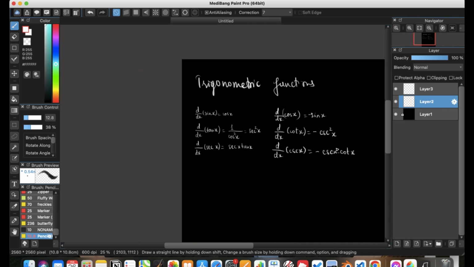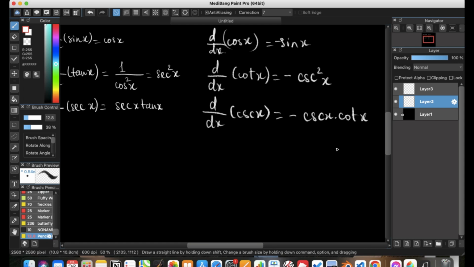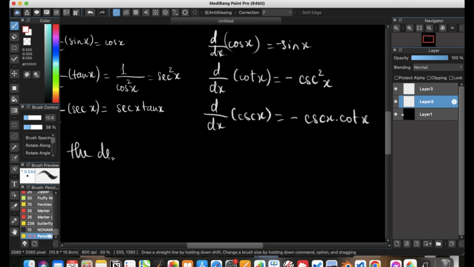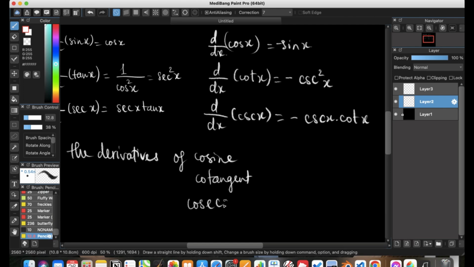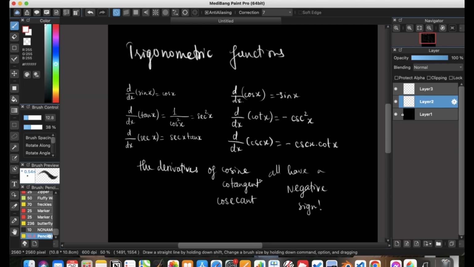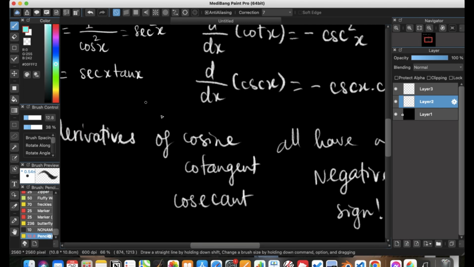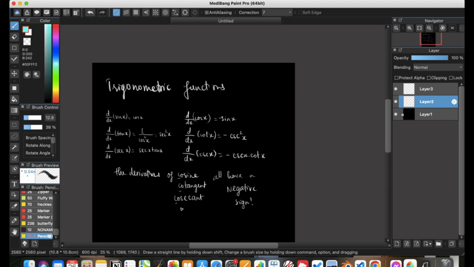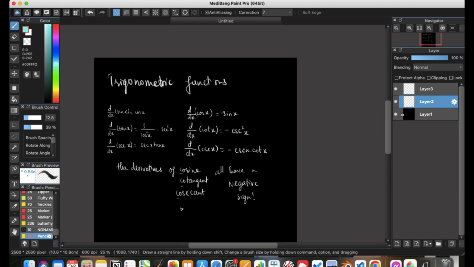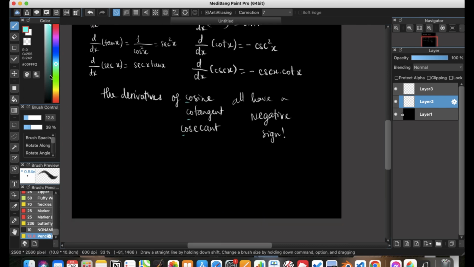That's basically it. And so there's a tip to remember that the derivatives of cosine, cotangent, and cosecant all have a negative sign. So you can just remember because of the C at the beginning, right? That's a memorizing tip. So let's take a look at an example.